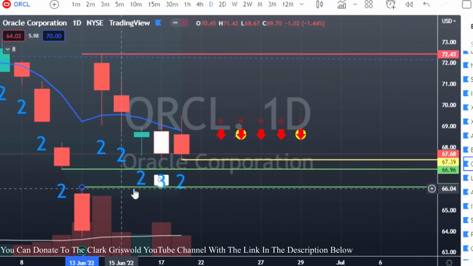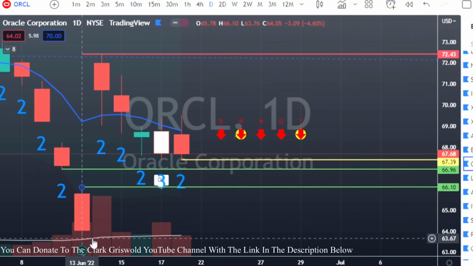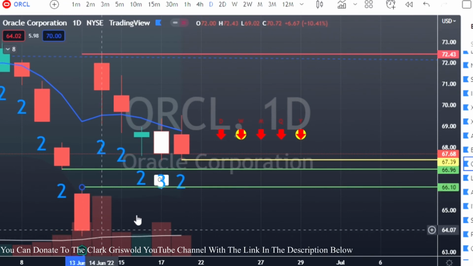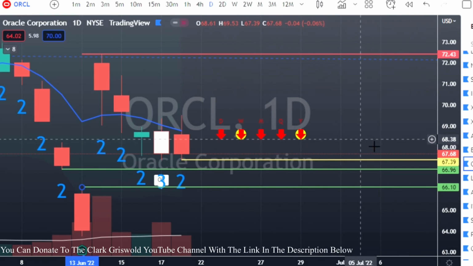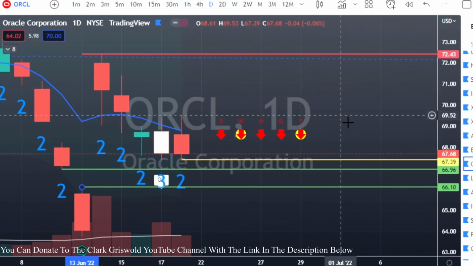We have a gap, and when we have a gap, meaning there's no candle in between here and here, then we take the top of the wick to fill that gap. Okay, and then our next target would be the bottom of that candle. Okay, so that's the play on Oracle. Trigger puts at 67.39, full time frame to the downside on Oracle.